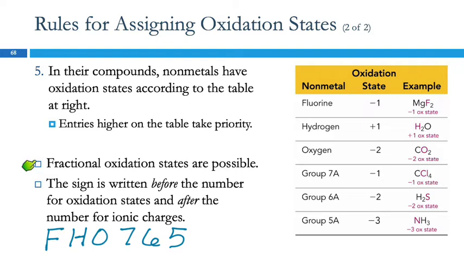You can have fractional oxidation states. I don't think we run into any of them in Chem 1A, but they can be fractional because we're not actually talking about transferring a whole electron. And just so you know why the numbers are showing up like this, we write the sign before the number for an oxidation state and after the number for an ionic charge. And I don't expect you to remember that.